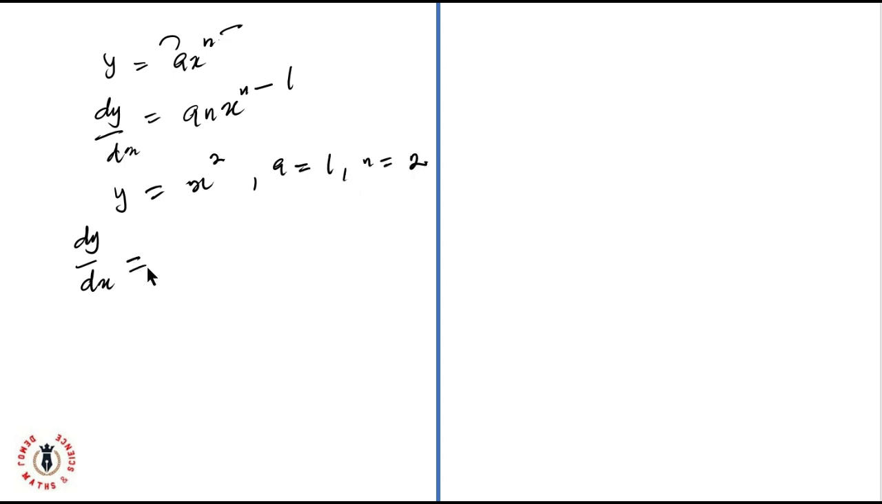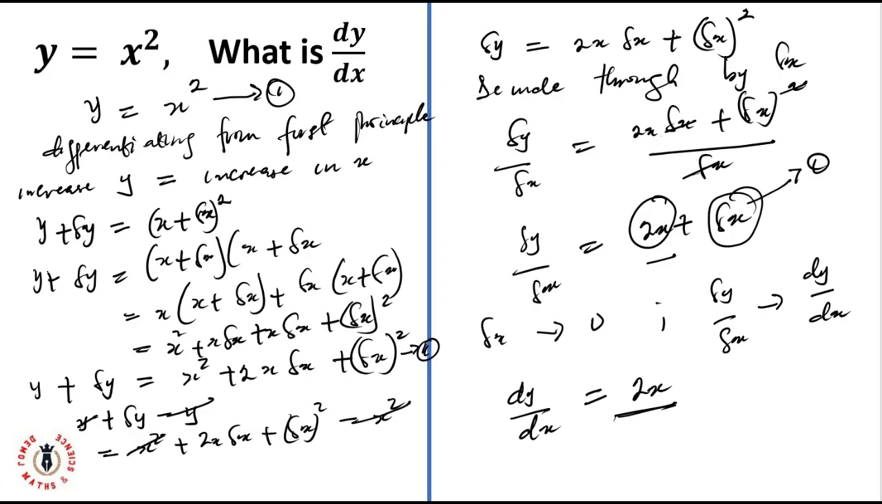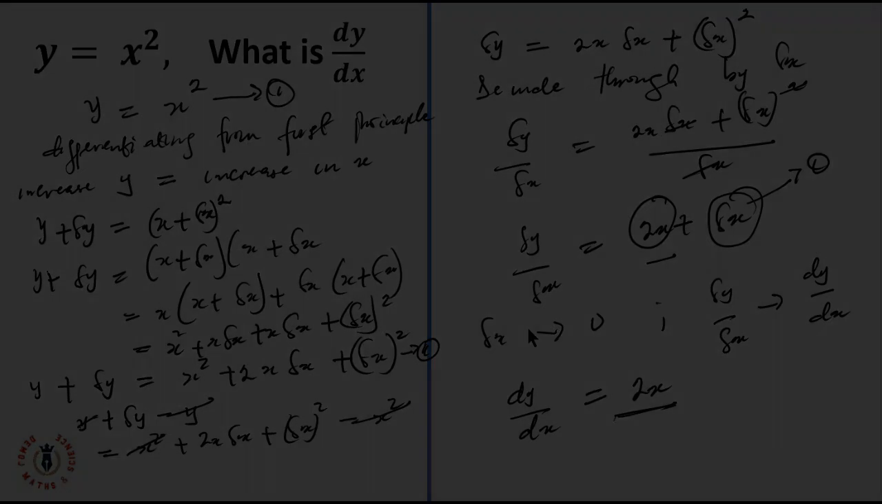dy/dx will be equal to a, which is 1, times n, which is 2, times x raised to the power 2 minus 1. That will be equal to 1 times 2, that's 2, so 2x raised to the power 1, that's 2x. And you can see we got the same thing from first principle. Now let's take another example.